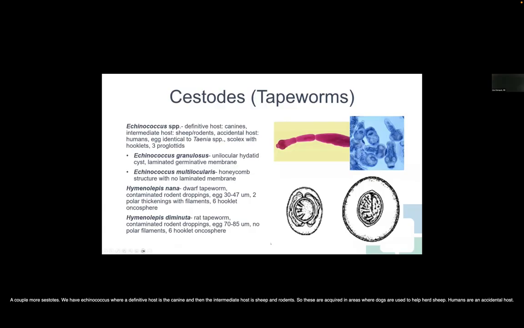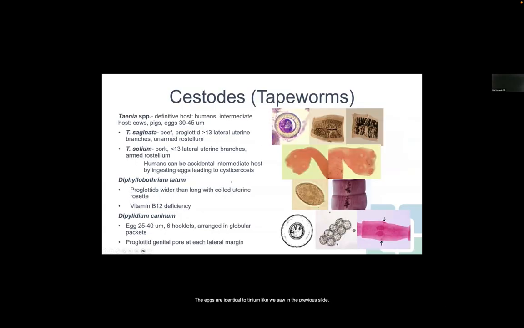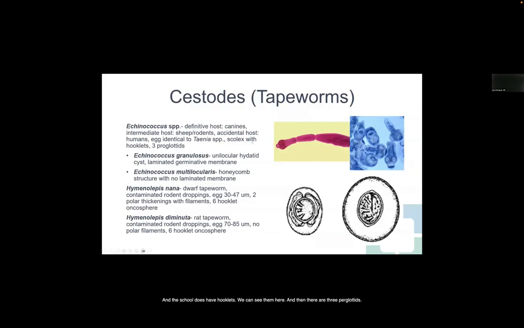A couple more cestodes. We have Echinococcus, where our definitive host is the canine, and then the intermediate host is sheep and rodents. So these are acquired in areas where dogs are used to help herd sheep. Humans are an accidental host. The eggs are identical to Taenia, like we saw in the previous slide. And the scolex does have hooklets. We can see them here. And then there are 3 proglottids.